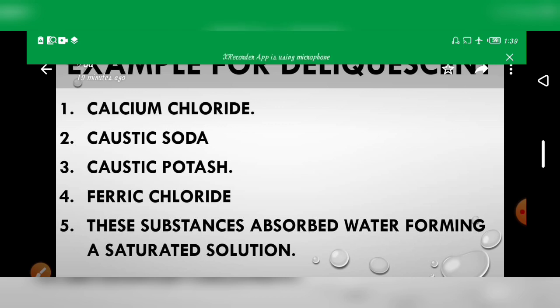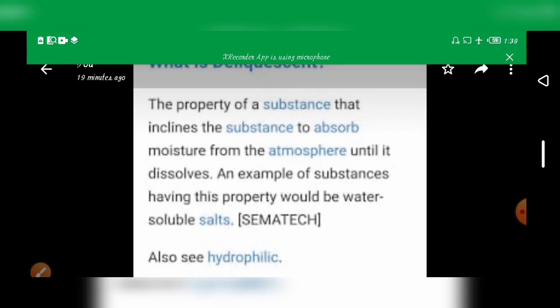Okay, examples of those substances: calcium chloride, caustic soda. Caustic soda is nothing but sodium hydroxide. Caustic potash is nothing but potassium hydroxide, KOH. Ferric chloride, you know very well, FeCl3. These substances absorb water molecules forming a saturated solution. Okay, you know very well, deliquescence is the property of substances that incline them to absorb moisture from the atmosphere until they dissolve.